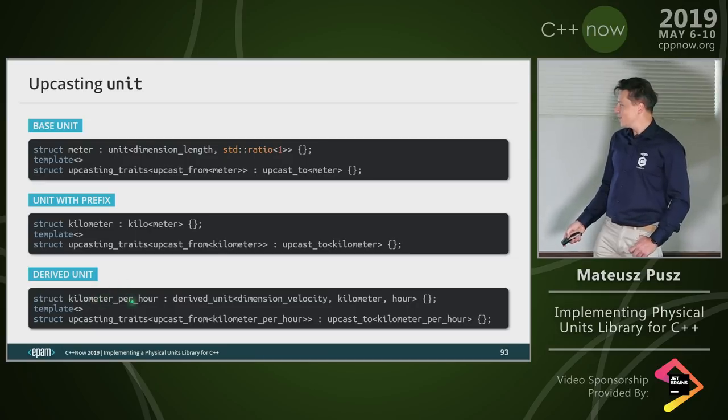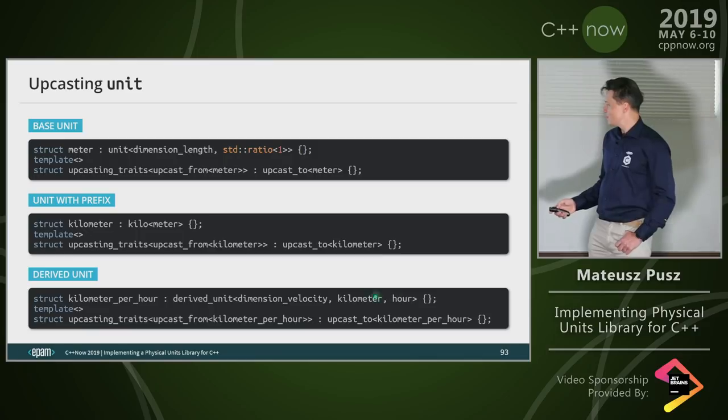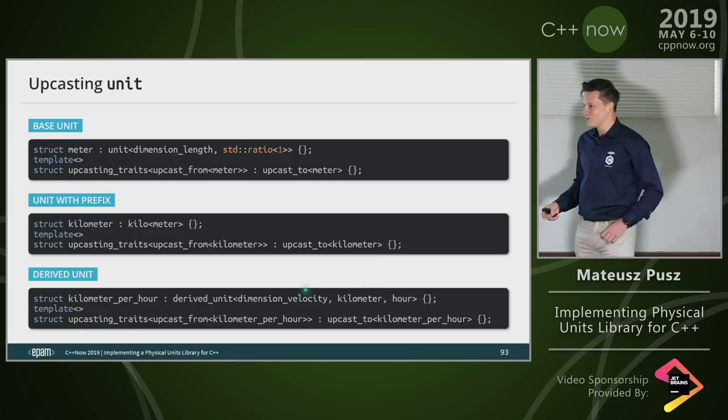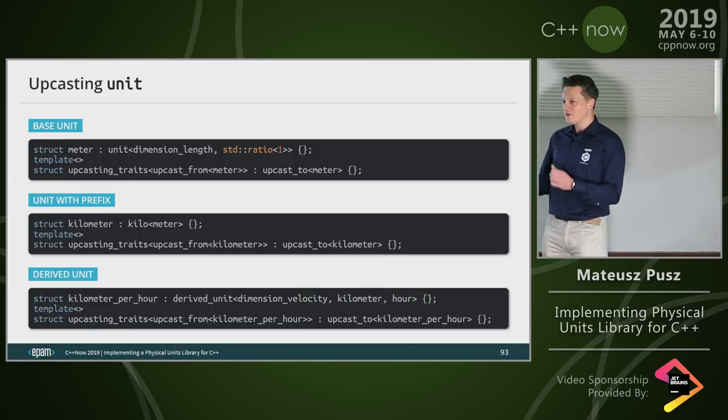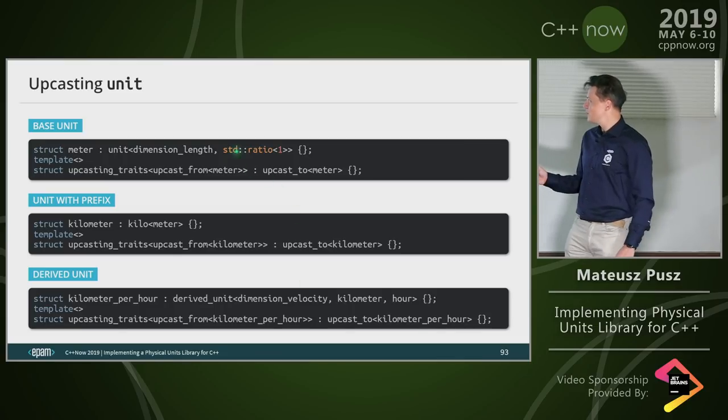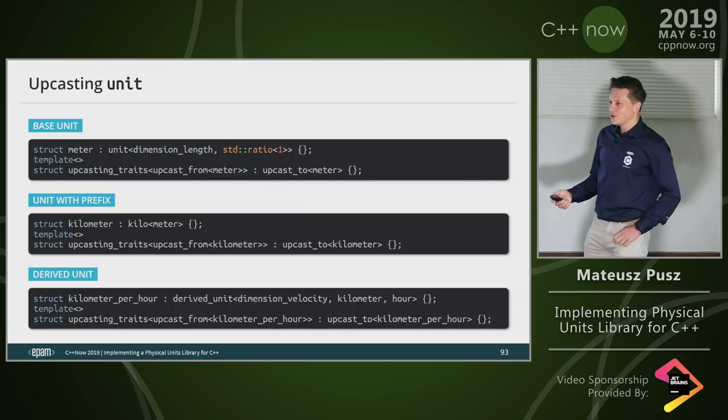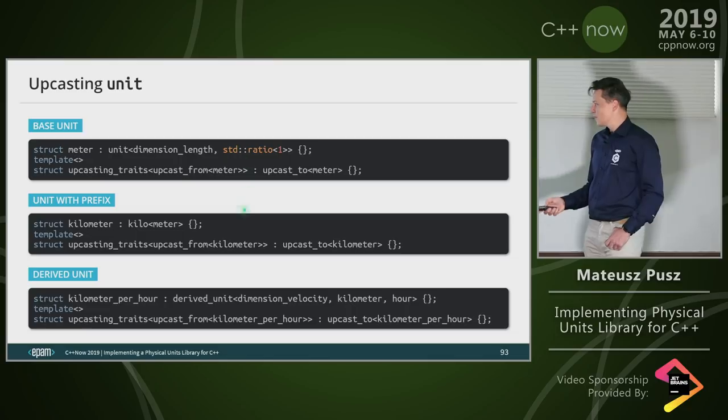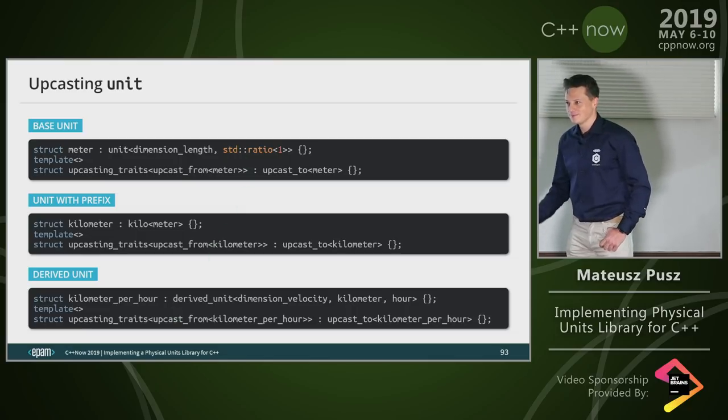Derived unit. We can say that kilometer per hour is a derived unit, also an alias helper, that will produce a unit with the good ratio determined from those two. It will take the ratio from kilometer and the ratio from hour. We'll know that velocity is created by division of those, so we'll divide the ratios and put this divided ratio here. So you don't have to calculate it by yourself. And again, upcasting traits.